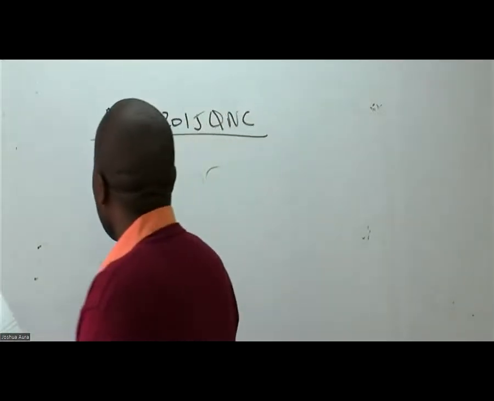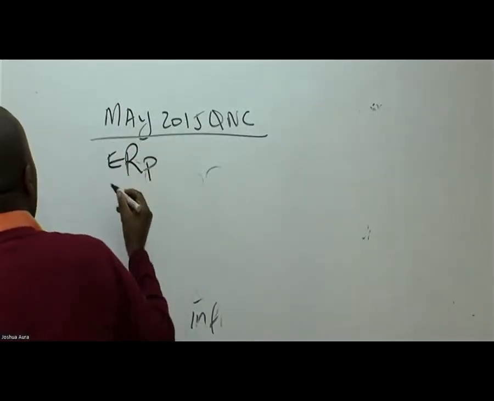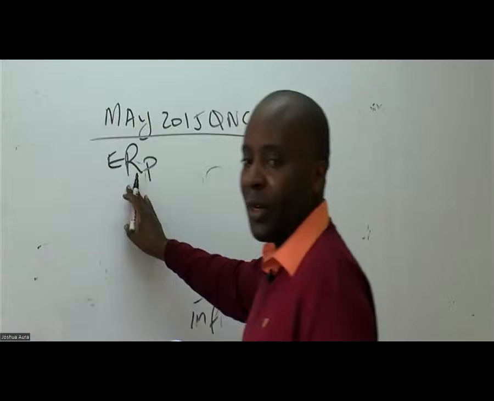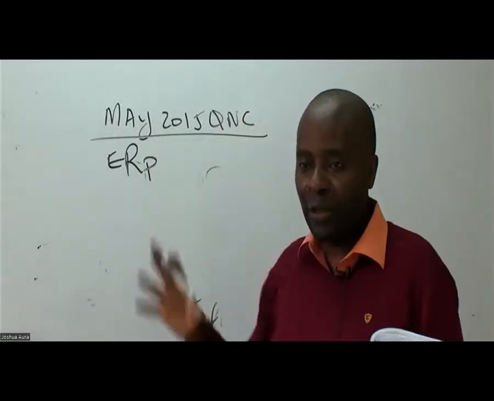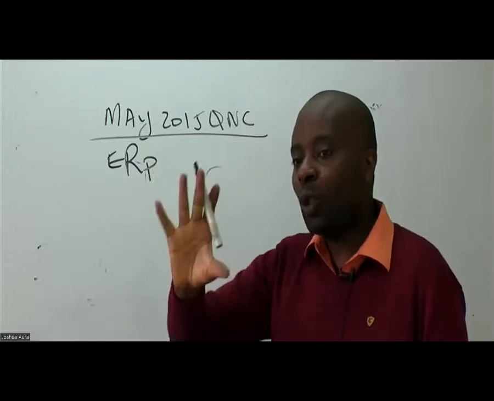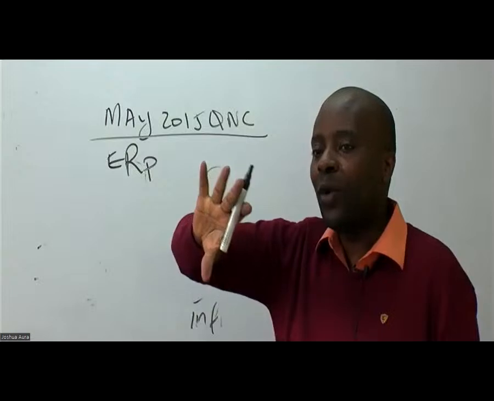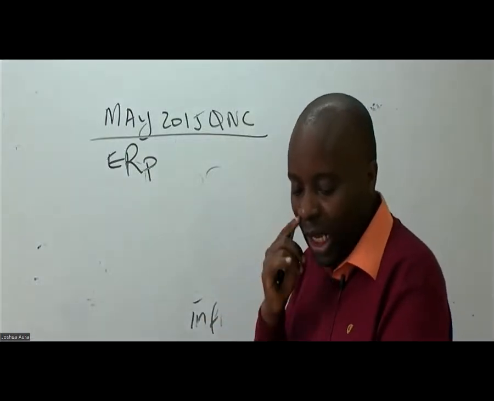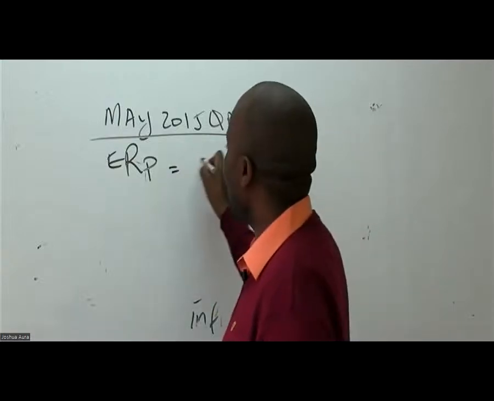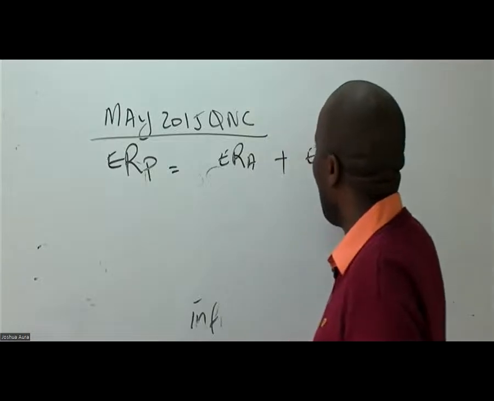So when they tell us to give them the expected return of a portfolio, you can write this in full. Expected return of a portfolio is a combination of investments. They want us to combine returns of the other securities together. So then the expected return of a portfolio will be the expected return of A plus the expected return of B.